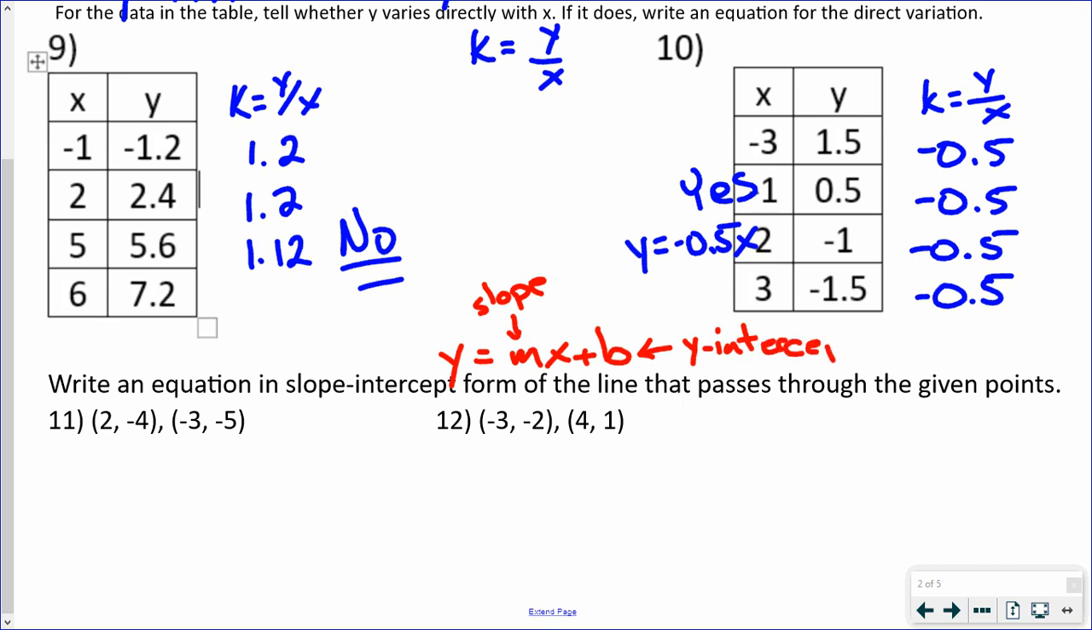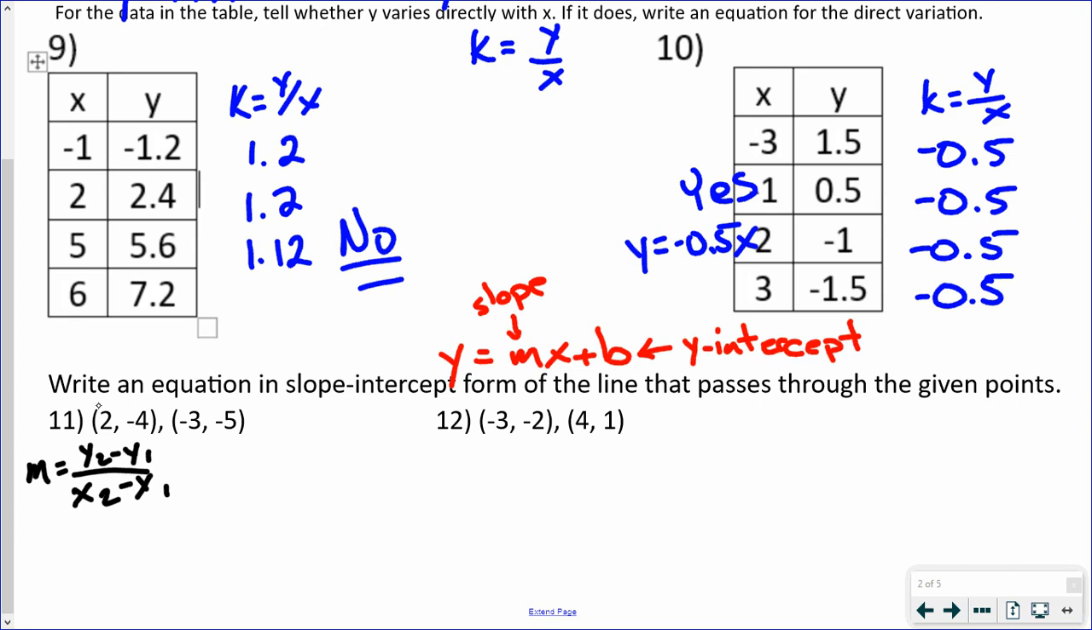So in order to write the equation in slope-intercept form, we need to find the slope and the y-intercept. So if we have 2 points, we can find the slope using the slope formula, which is y2 minus y1 over x2 minus x1. All right, so that'll give us the slope.